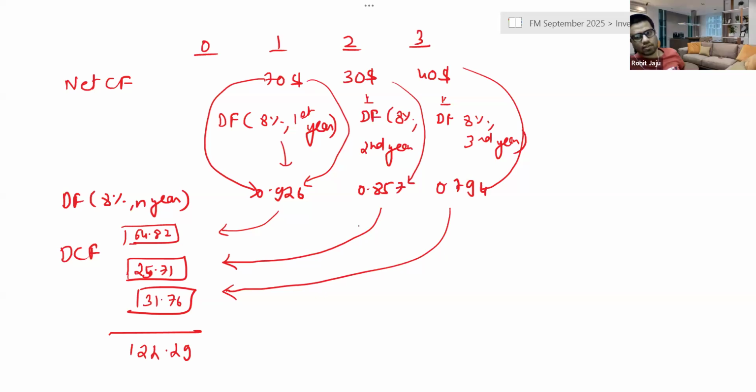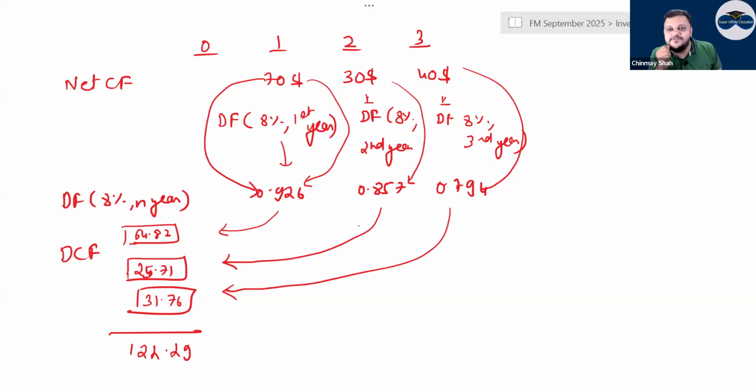Ready or not ready? Why ready? Tell me. What is the value of receiving 70, 30, 40 in the first, second, third year? Today's value of receiving 70, 30, 40. Tell me, what is it?